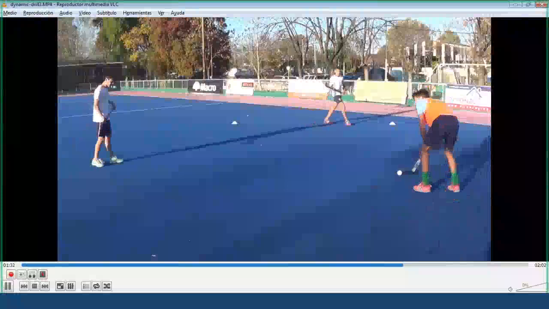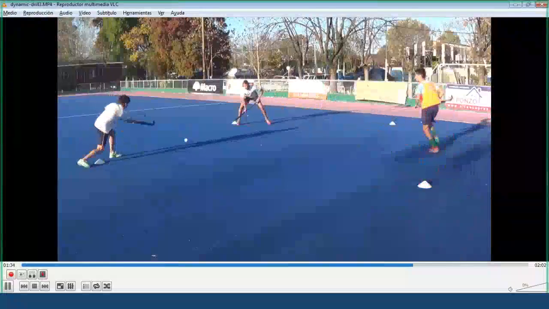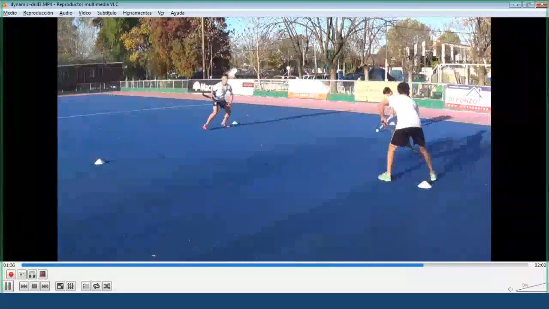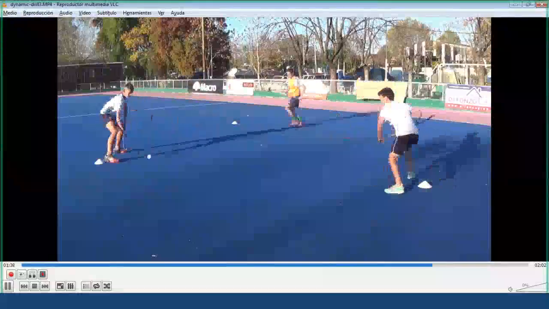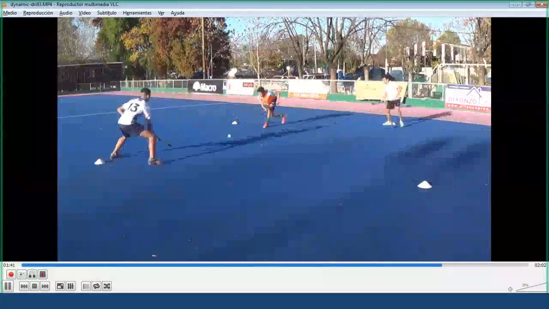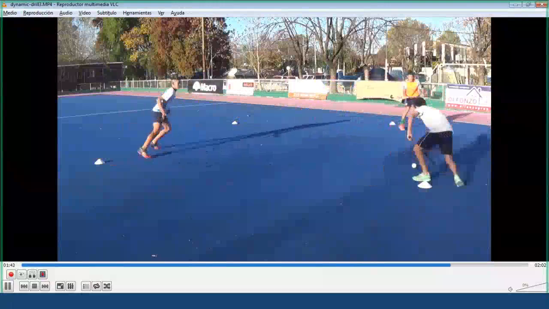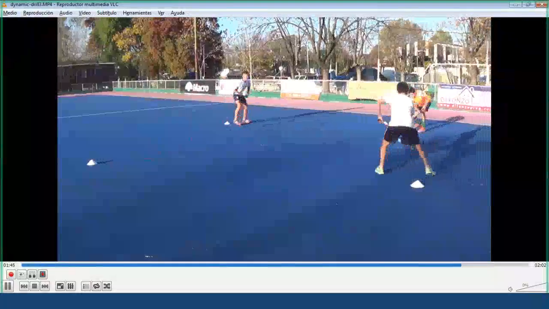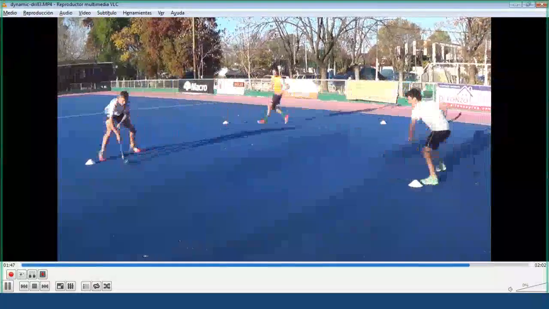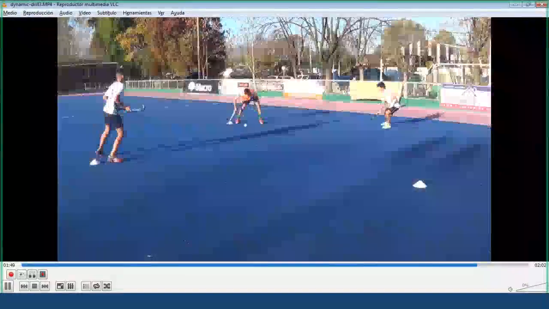That time, I should have more balls over there so they can continue playing. The basic of this was every time that a player receives the ball, they have to have two options. I mean, something simple, very basic, but the objective here was to be under tension constantly. Let's see another one.